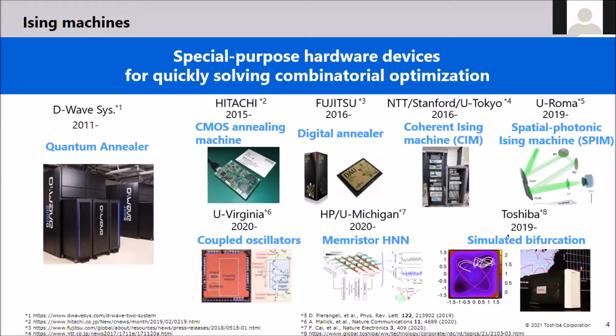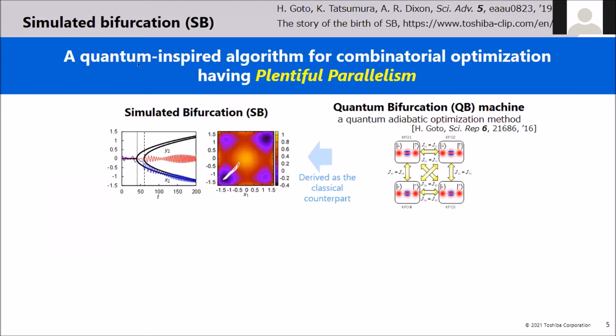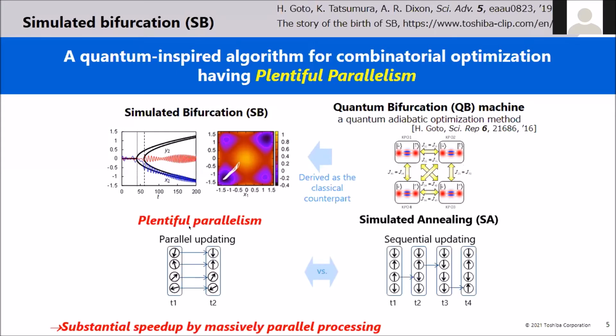In 2019, Toshiba presented a new algorithm, simulated bifurcation, and its hardware implementation, which is called simulated bifurcation machine. Simulated bifurcation is a quantum-inspired algorithm, which was derived as a classical counterpart to the quantum adiabatic optimization method named quantum bifurcation machine. One of the remarkable features of the SB is the plentiful parallelism in the algorithm. The amount of computation is not so different from simulated annealing, but the parallelism of SB is outstanding, providing opportunity of substantial speed up by massively parallel processing.